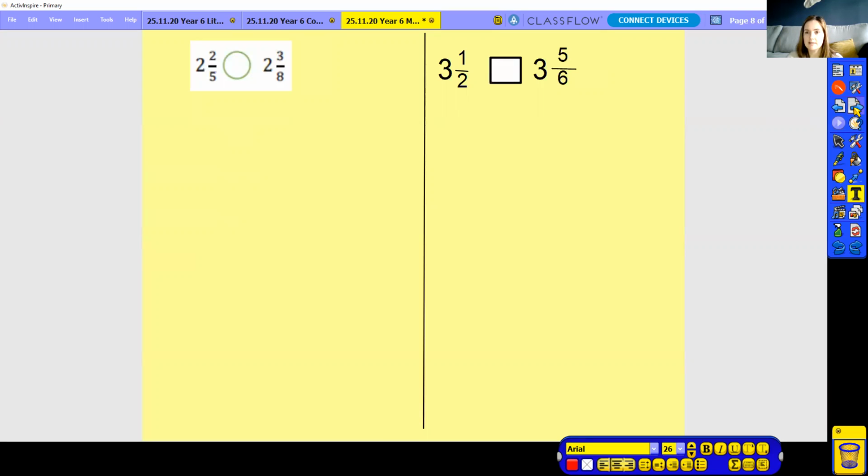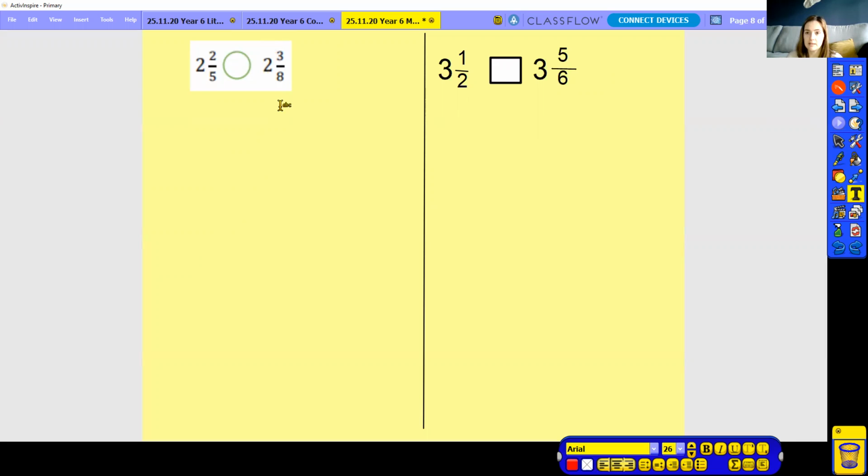Okay, right, these ones are similar. The only difference is they've got a whole number. But if you notice this one on the left, they've both got 2 as a whole number. Therefore, we know the whole number is the same, so we don't need to look at the whole number. What we need to compare is the two fractions. So you've got 2/5 and you've got 2/8.